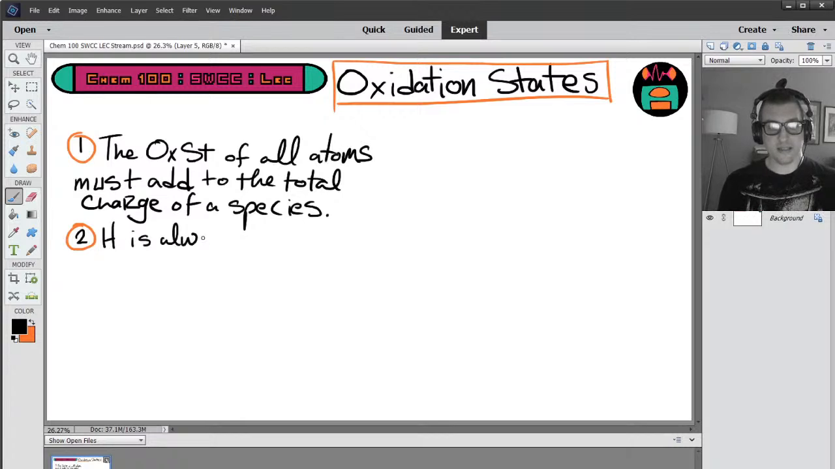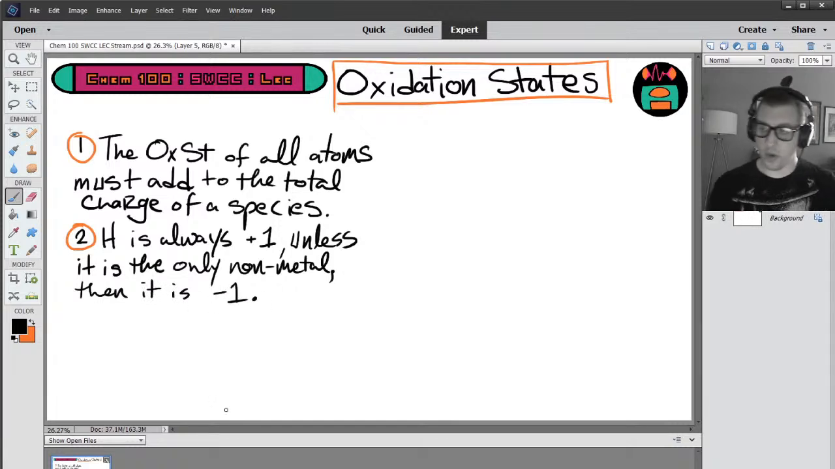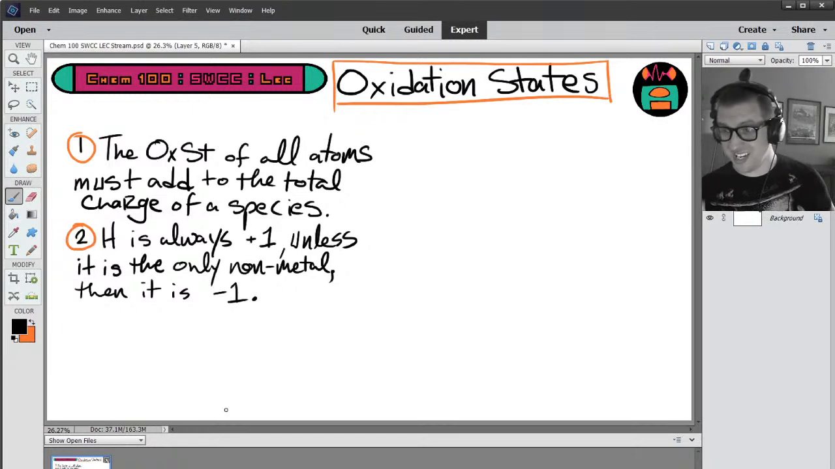is always positive 1 unless, there's a condition here, it is the only nonmetal, then it is negative 1. All right, so hydrogen is always plus 1 unless it's the only nonmetal present. Then it'll be negative 1.